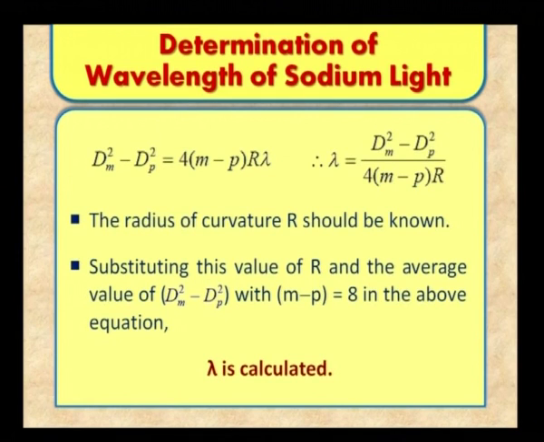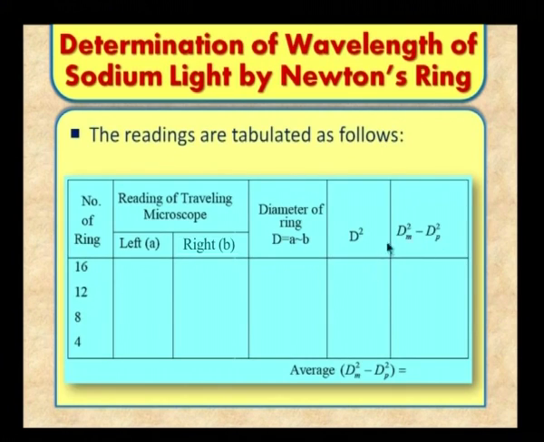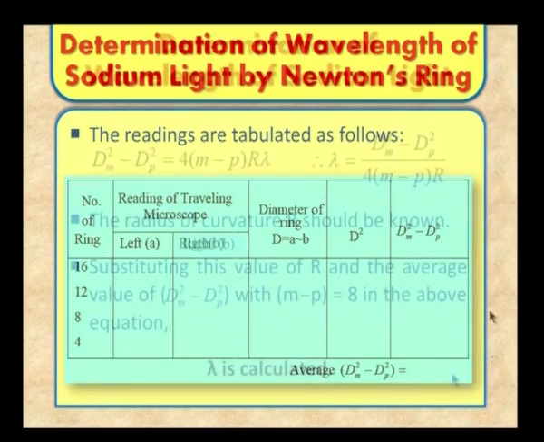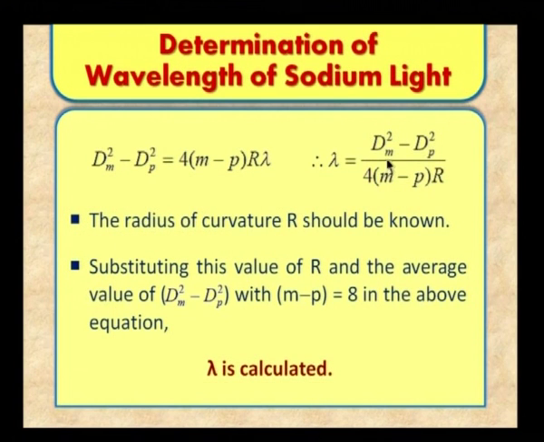Anyway, substituting this value, R should be known. How will you calculate lambda? This dm square and dp square have been tabulated, right. This is what you have got. From the experiment, you know the dm square and dp square values, the average value you have taken, right. These are known. That is what you have done so far. Now, m and p are known. So, m and p are substituted here.